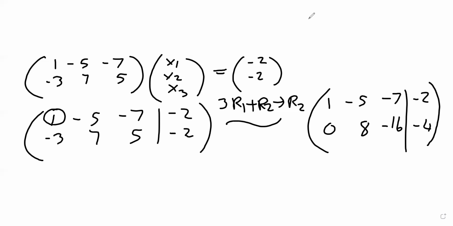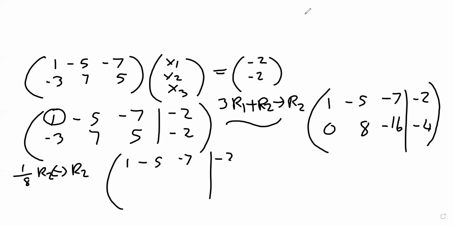Okay, and then we can scale the second row. We can divide the second row by 8 and put the answer back into the second row, which will give us, this is the same, this is 0, 1, -2, and this will be -1/2, right? Because I divide.